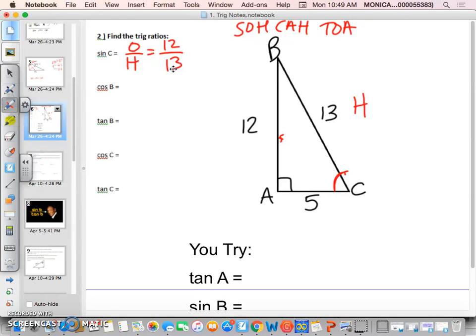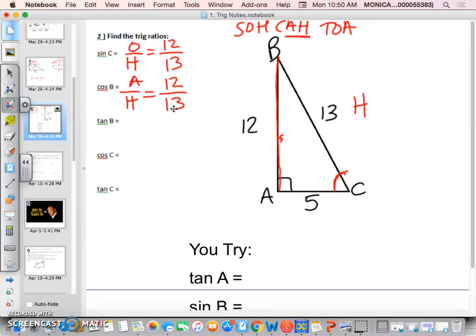That's it. I'm done. Next, we're going to look at the cosine of B. If I'm looking at cosine, I'm looking at adjacent over hypotenuse. For B, this is the side that's adjacent. So it's adjacent over hypotenuse, which is 12 over 13. I'm done. And if you notice, the sine of C is the same as the cosine of B. That's kind of interesting.